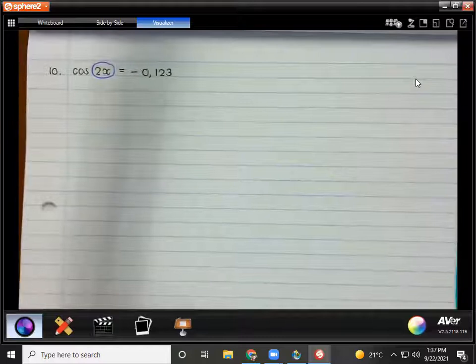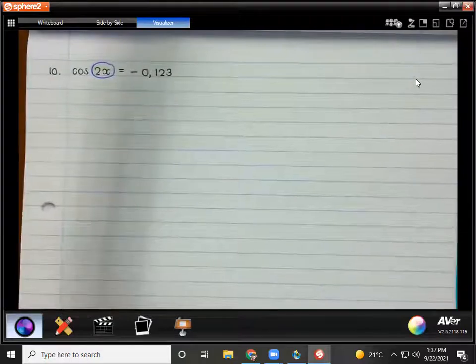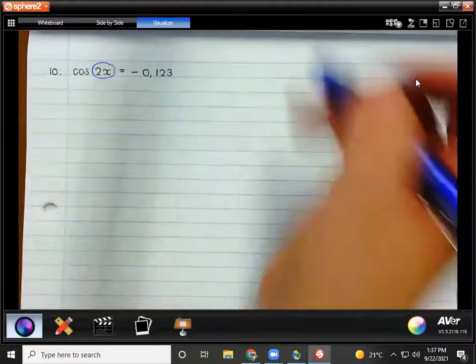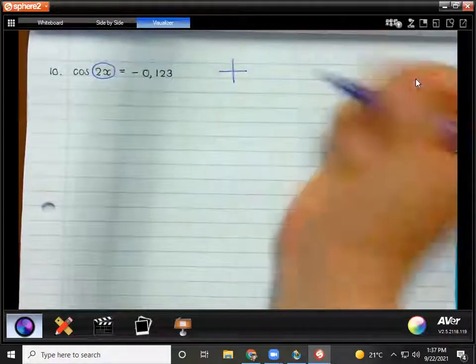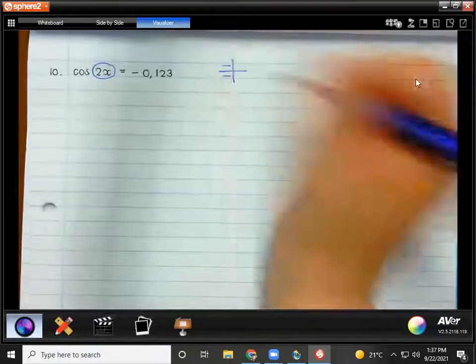Do we have a trig ratio equal to a number? Yes, we have cos of an angle. It doesn't actually matter what that angle is. We'll sort that out later. We have cos of an angle equal to a number. Where is cos negative? Cos is negative in quadrants 2 and 3.